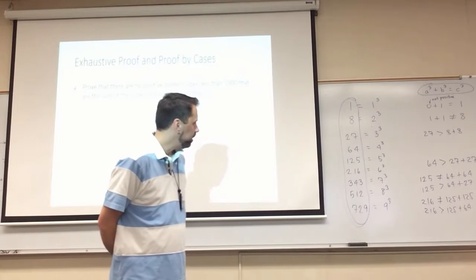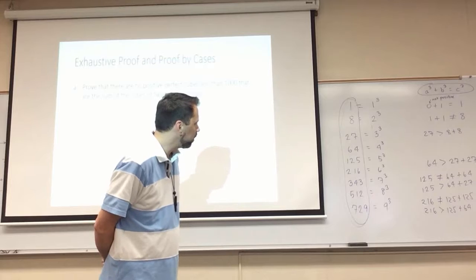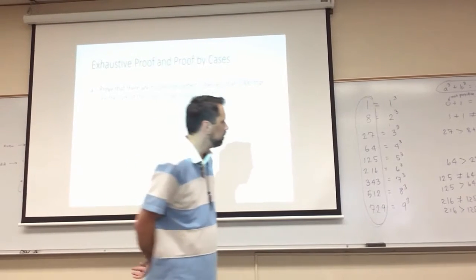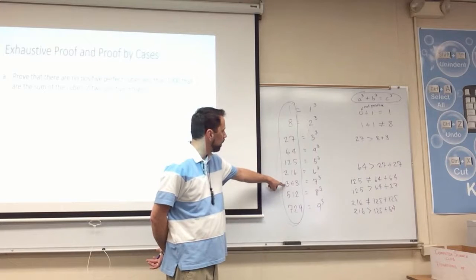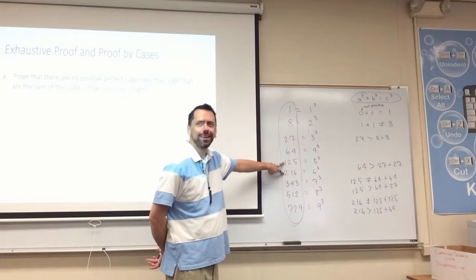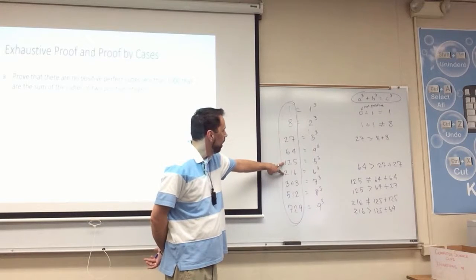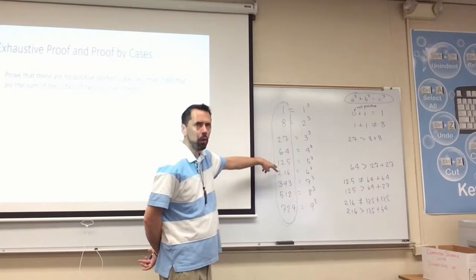Let me see. I think when you get up to 343, oh no, it'll still work for 343, just barely. 216 plus 216 doesn't add up to 343. 216 plus 125 adds up to 341, doesn't it? Oh, that's a close one. All right. But it's just a little bit too small, and so anything smaller than that won't work.